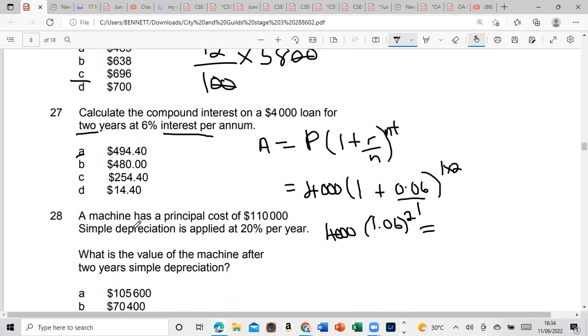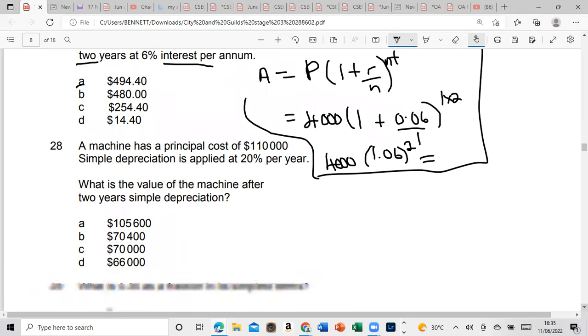You know why they do it like that? A machine has a principal cost of 110,000. Simple depreciation is applied at 20% per year. What is the value of the machine after 2 years of simple depreciation? Simple, I mean straight, so they don't use the reducing balance method. And always I throw off the game with this.